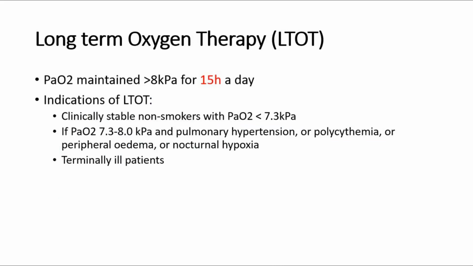And some of the indications to give this LTOT are listed over here, which include clinically stable non-smokers with PaO2 less than 7.3, or if the PaO2 is less severe, which is 7.3 to 8, but they have pulmonary hypertension or these other signs and symptoms, we can give LTOT because it is severe disease. And another indication is for terminally ill patients.